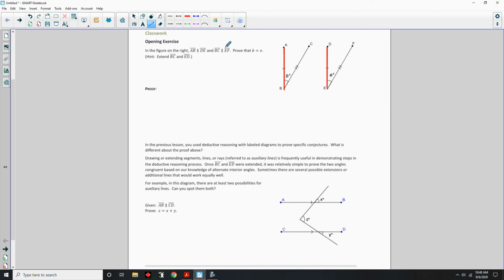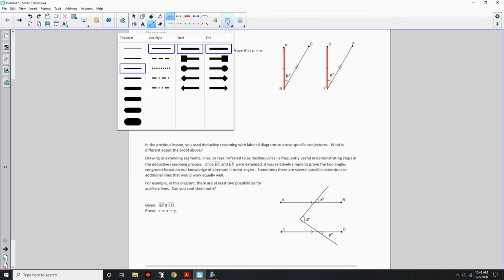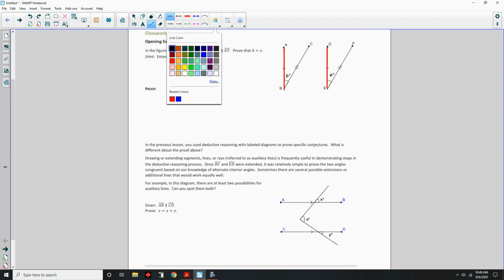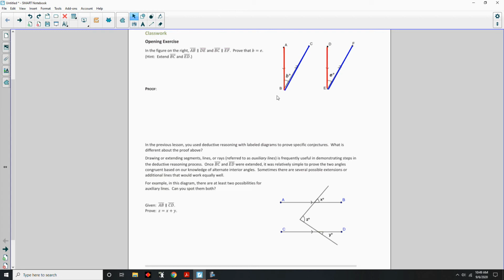And BC is parallel to EF. Segment BC is parallel to EF. Okay. Hint, extend BC and ED. So, I'll extend it. I'm just following the hint.